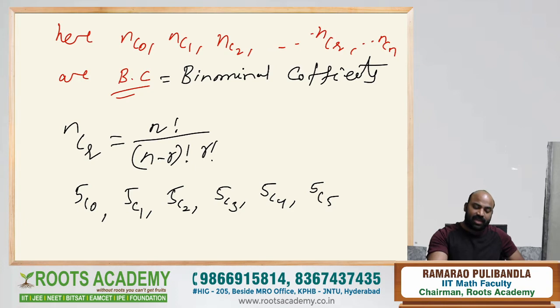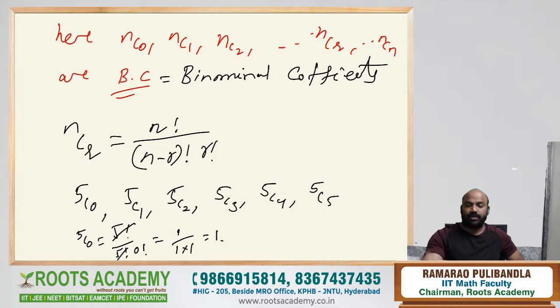What is 5c0? 5c0 you can write as 5 factorial by (n minus r) factorial into r factorial. 5 minus 0 gives 5 factorial, and r factorial is 0 factorial. The 5 factorials cancel, so it is 1 by 1 into 1, which is 1.